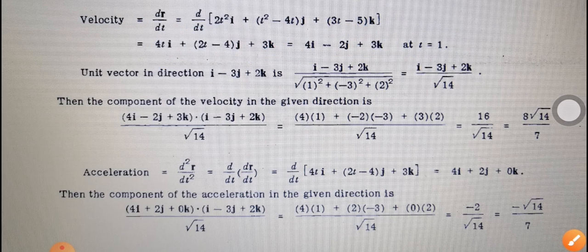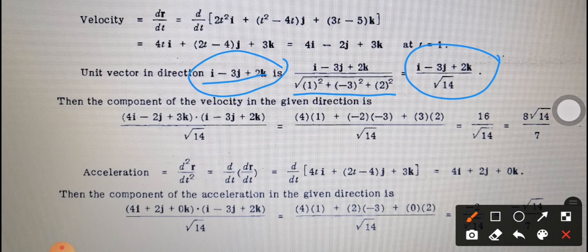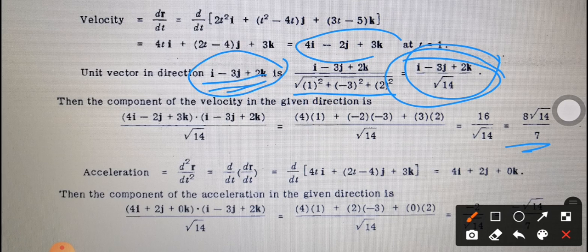So we know that to deal with the direction only, we will find out the unit vector. So for this we will find out the magnitude first. The magnitude of the given vector, which is i cap minus 3 j cap plus 2 k cap, is the square root of 14, and by dividing the vector with its magnitude we get the unit vector. Now for the component of the velocity in the direction of this vector, we will take the dot product of velocity with the unit vector. So here we have defined the dot product, and we get the answer 8 square root of 14 over 7.